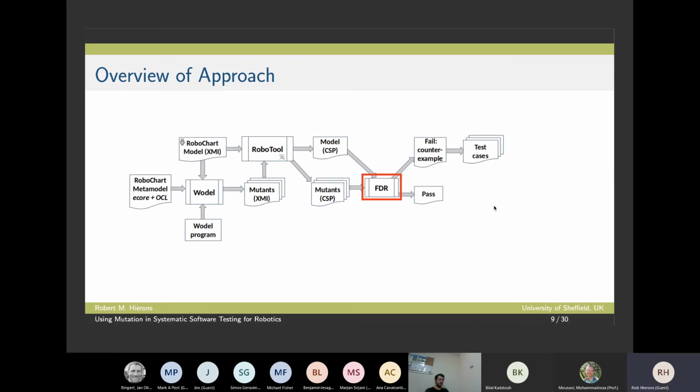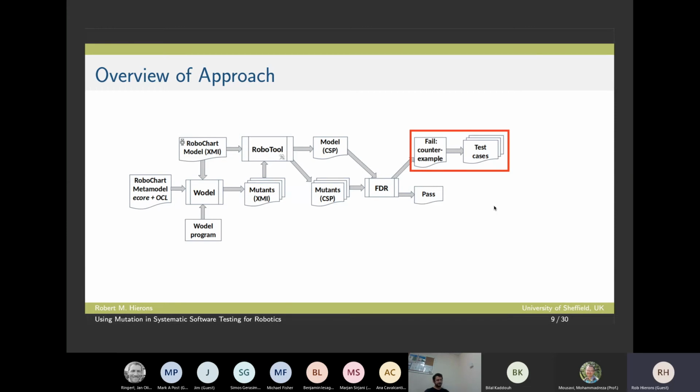We then feed these into FDR. So the specification and a mutant get given to FDR, and FDR is asked, is this mutant a valid implementation of the model? And if FDR finds it isn't, then it returns a counterexample. So a counterexample is exactly a behavior of the mutant that isn't a valid behavior of the specification. And that then becomes a test case.